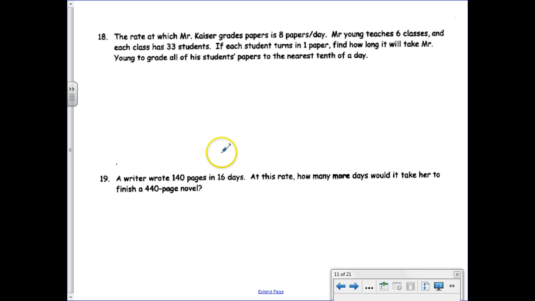Next one. Hey, there's a typo in here. It says here, Mr. Kaiser, here, Mr. Young, here, Mr. Young. So will you just change this first one's name? That's just a little typo.